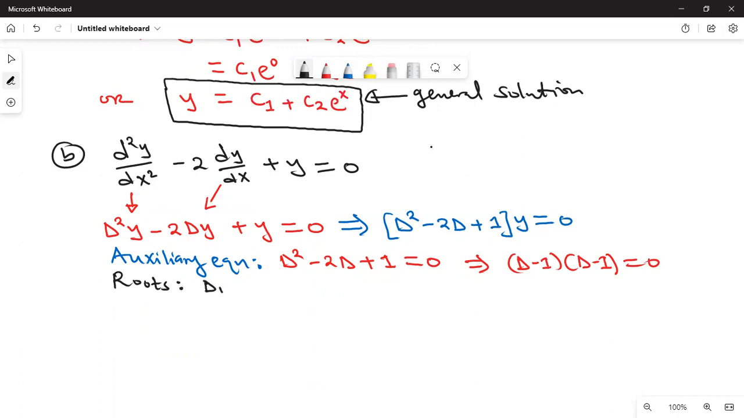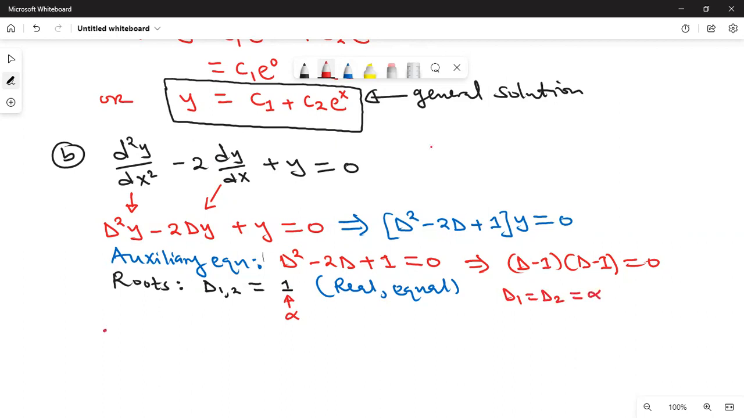So the first root is the same as the second root, and we are getting a real number, which is 1. So the roots are real and equal. D1 is equal to D2, which is equal to 1. So in that case, let's say this is our alpha. Let's say D1 is equal to D2, and you're getting alpha.